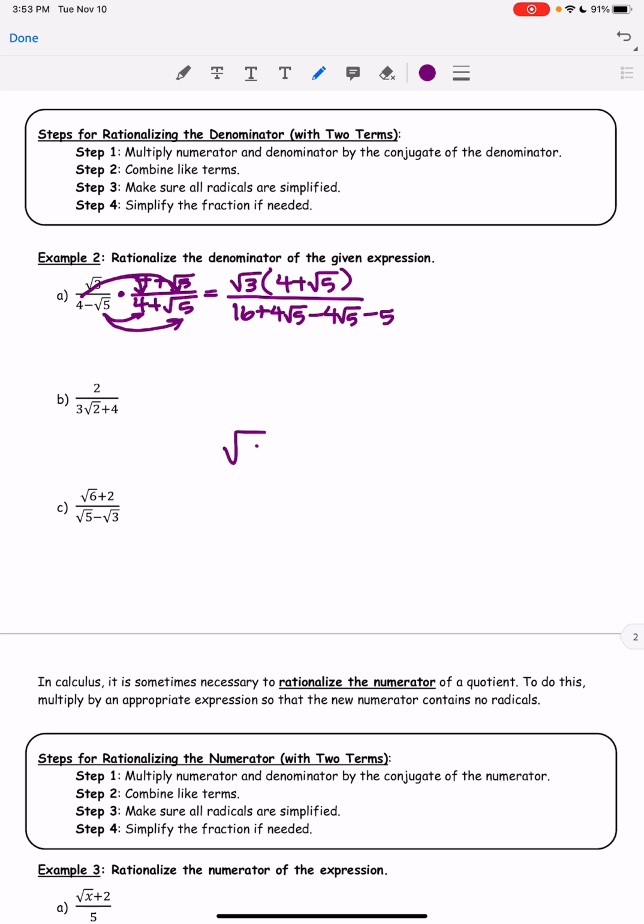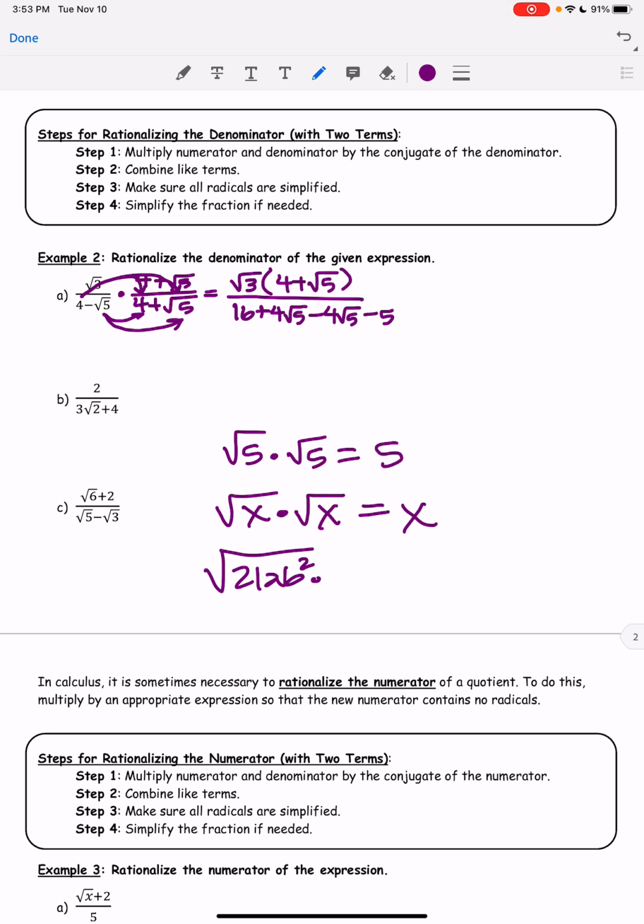Remember, if you multiply the same thing under the radicals, it just comes out. Square root x times square root x is just x. Square root 21ab squared times square root 21ab squared equals 21ab squared. All right, so that was step 1, the multiplying.